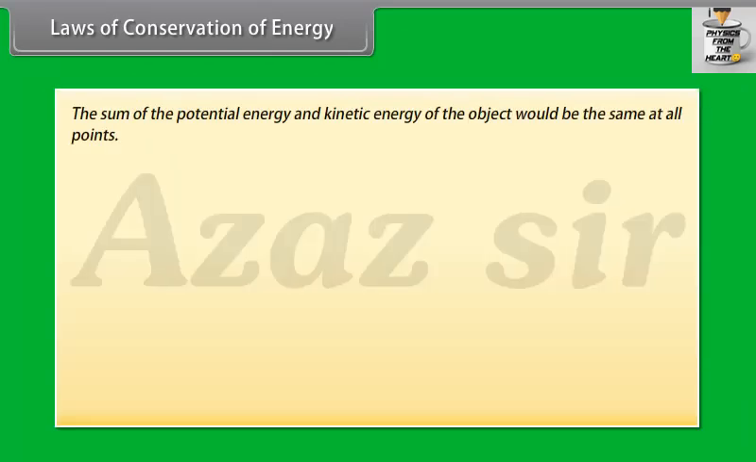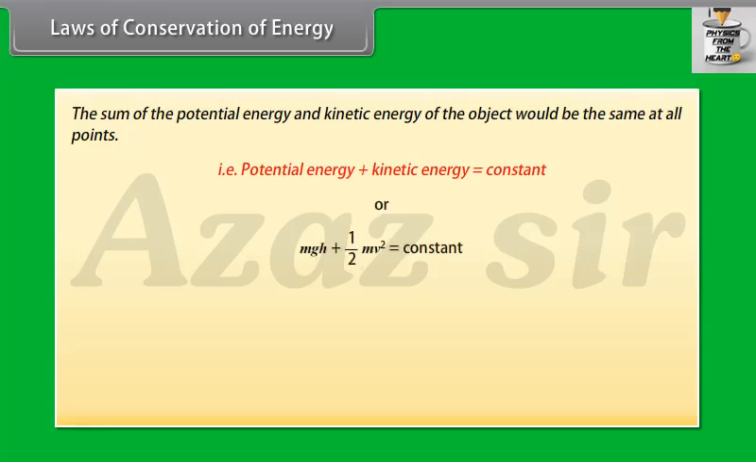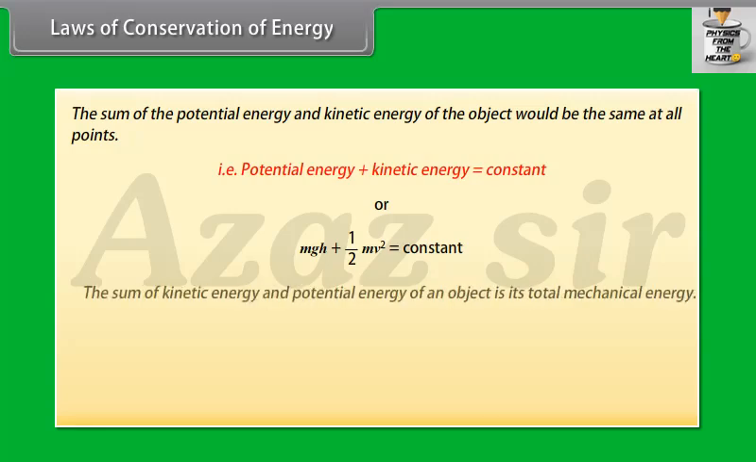However, the sum of the potential energy and kinetic energy of the object would be the same at all points. That is, potential energy plus kinetic energy is equal to constant, or mgh plus 1/2 mv square is equal to constant. The sum of kinetic energy and potential energy of an object is its total mechanical energy.